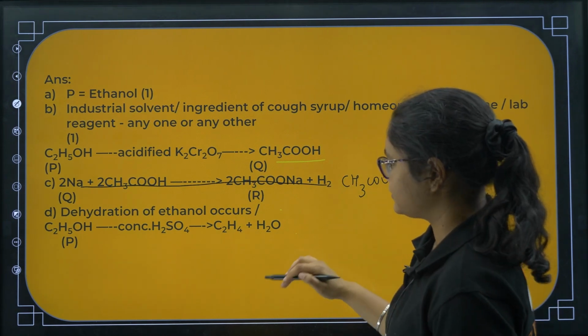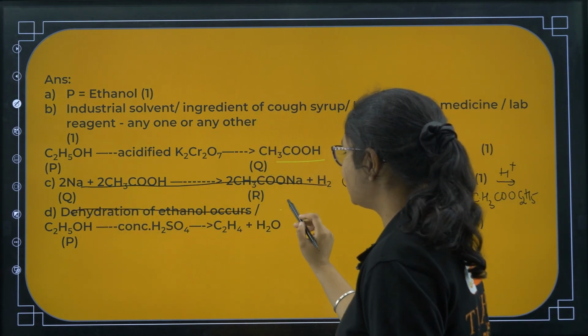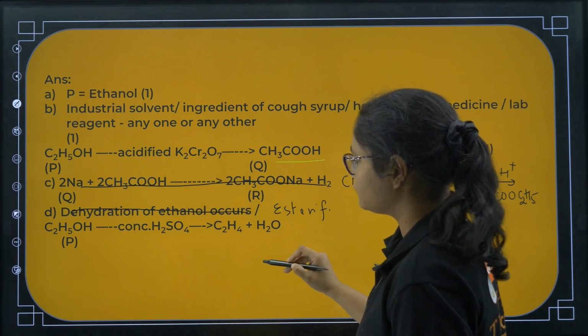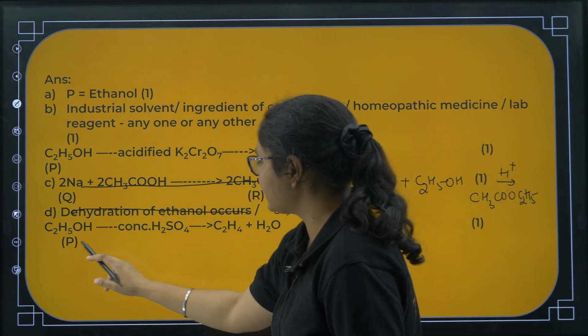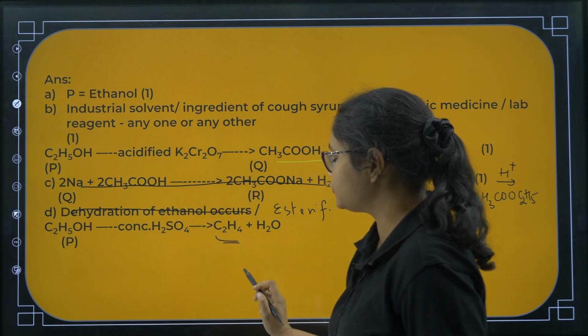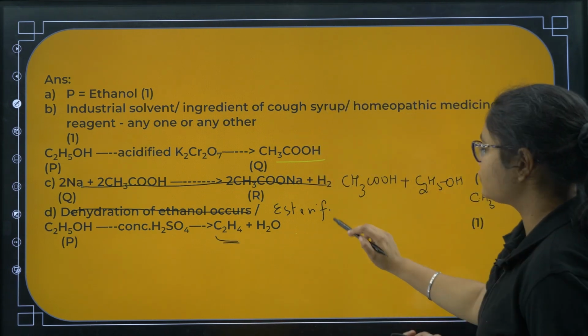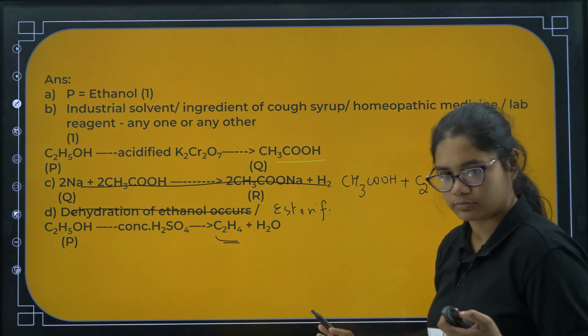Okay, so that is the reaction. So what is the name of this reaction? Then it is esterification. Okay, so that carries 1 mark. Then if ethanol reacts with concentrated H2SO4, it will give you ethene, that is your dehydration reaction. These two halves will give you 1 mark. I hope this is clear.